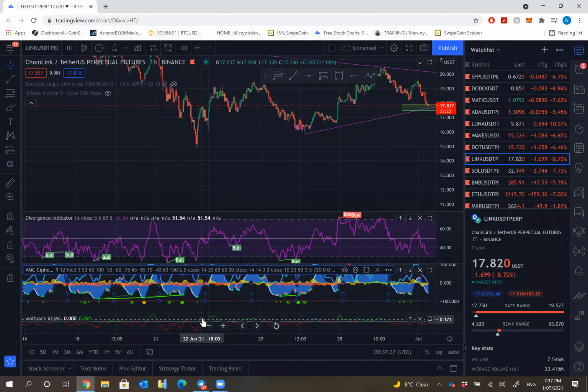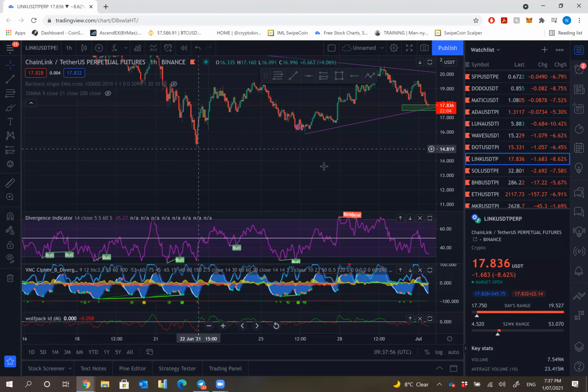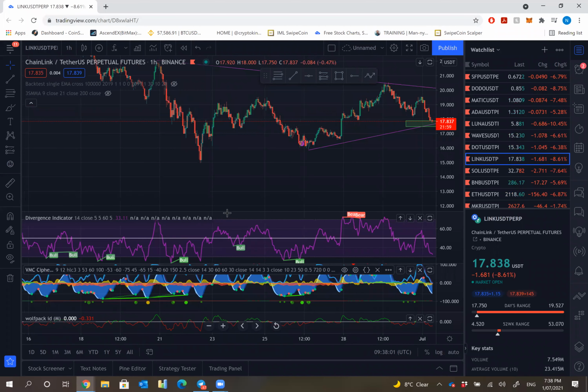Before I enter any long, I want to make sure that my Wolfpack ID is above the value of 1, so it's green. So for here, I had my anchor wave, I had my trigger wave, and my Wolfpack ID was green, it was above 1. So I actually entered a trade here. And so that's the confirmations that I use.